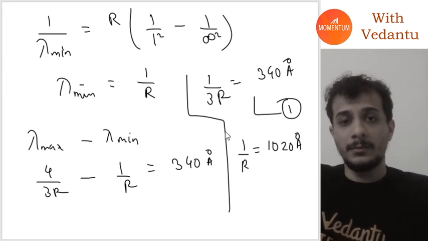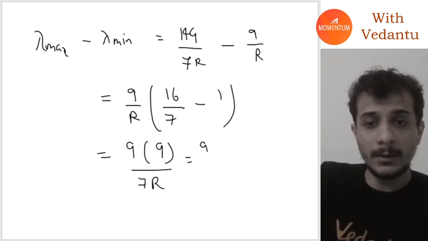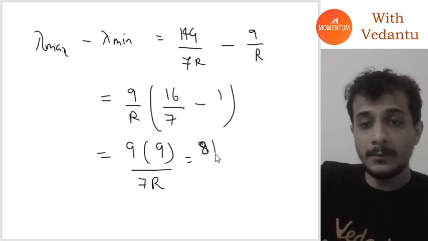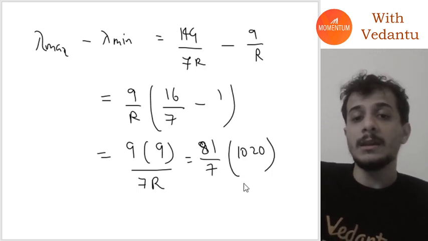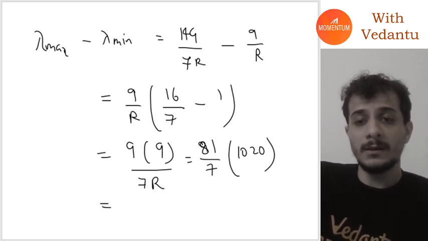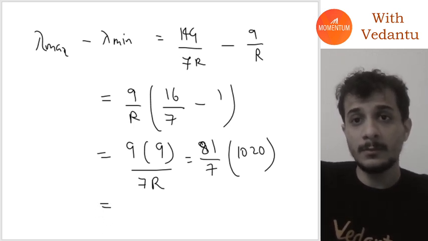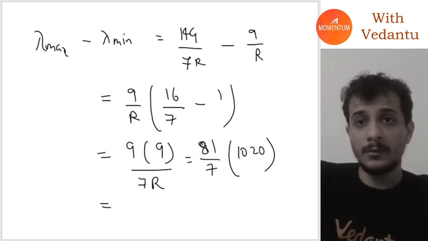So let's substitute that here, guys. This becomes very, very simple. That will be 81 by 7 into 1020. Is 102 divisible by 7? No, it is not. So let's just do the multiplication.